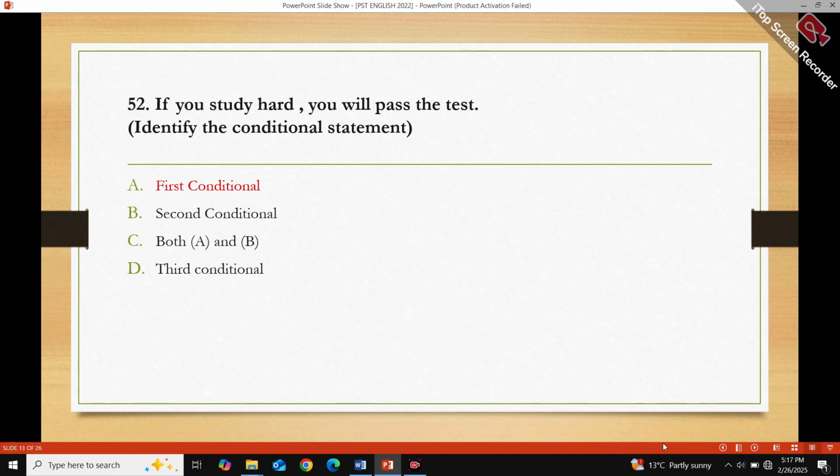जब हम ये कहते हैं कि it is a more realistic situation कि if you study hard you will pass the test, कि it can be possible, it's possible, it can happen. This is the main thing related to the first conditional sentence.